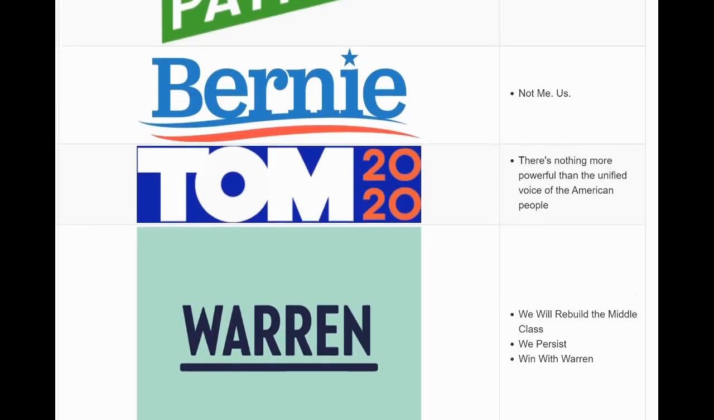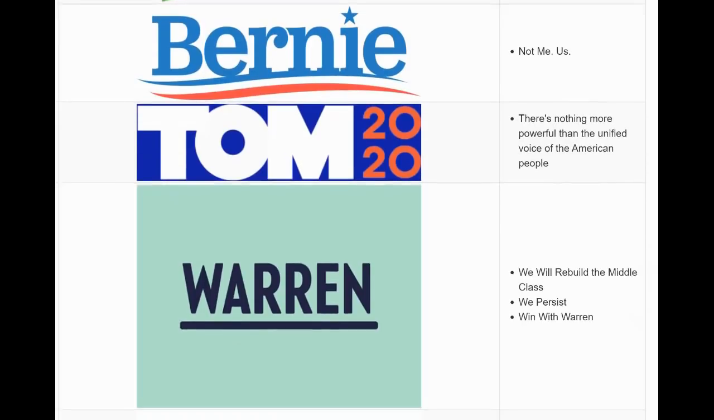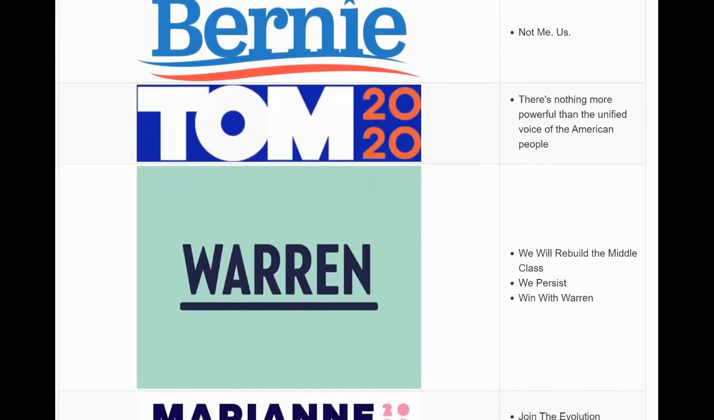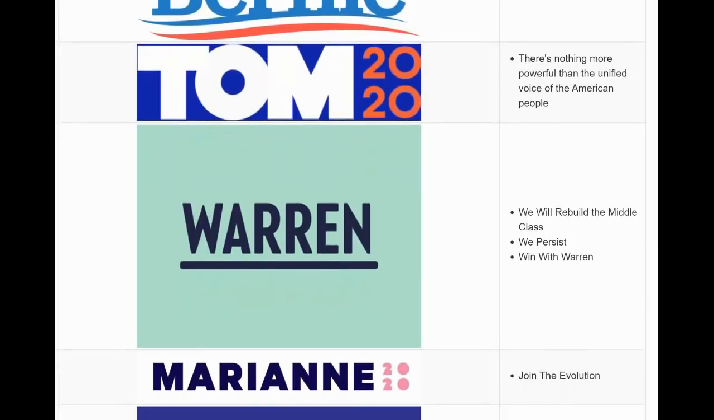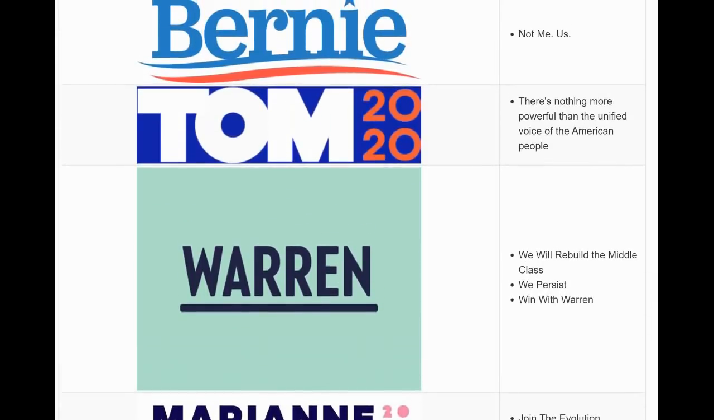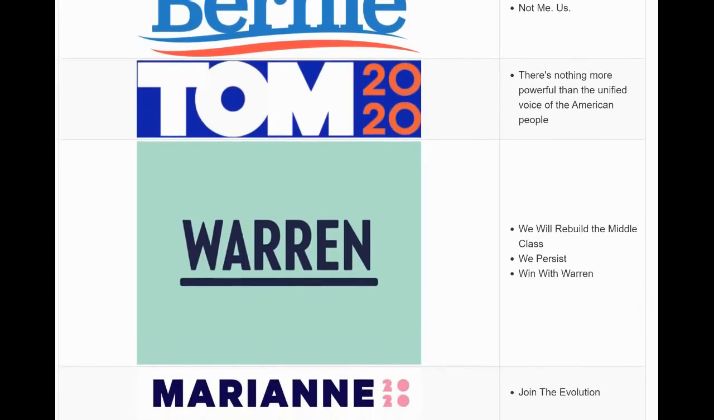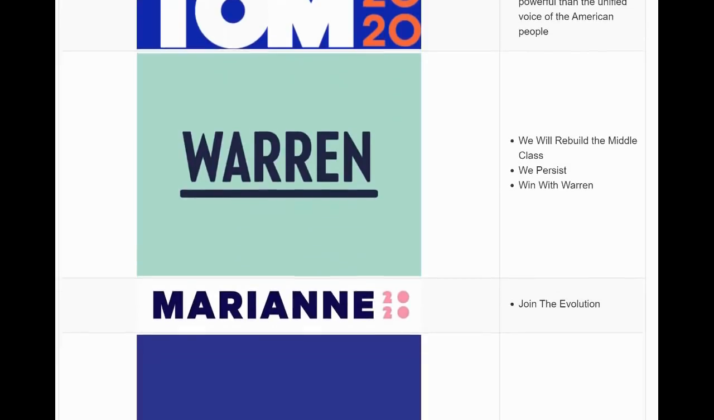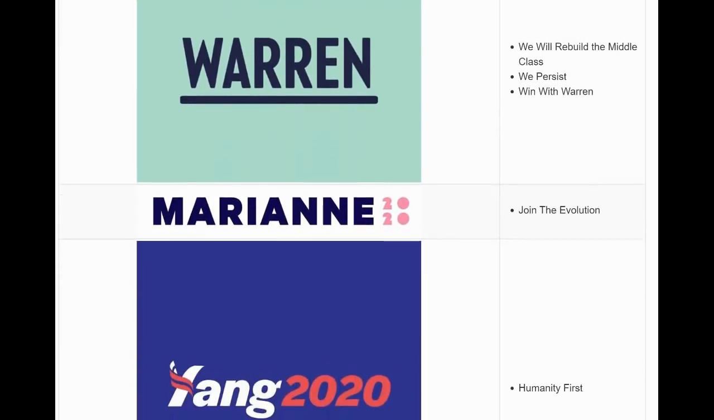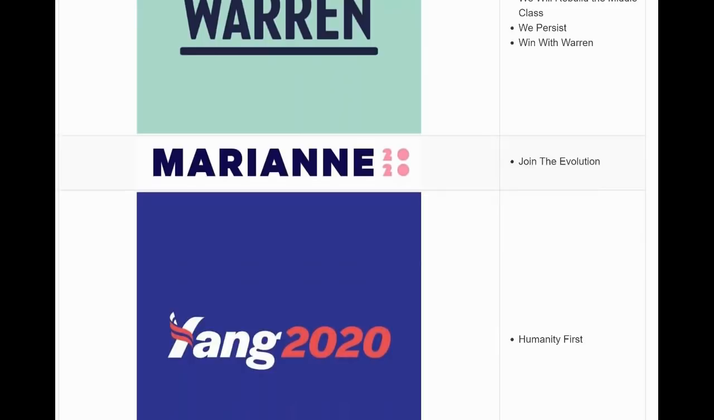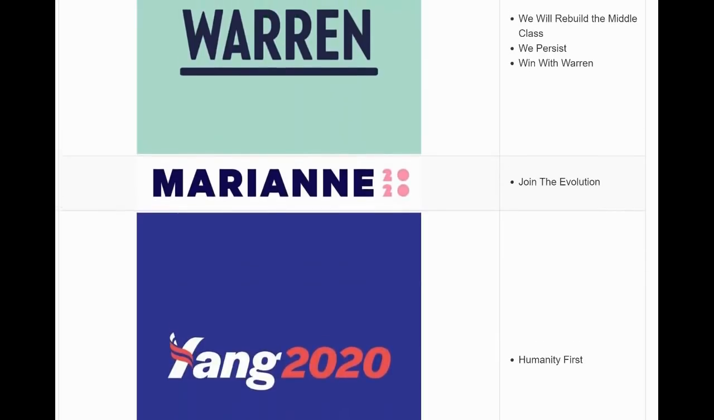So that's a no. Every time you talk about Trump, Democrats are losing, according to Andrew Yang, because we're not presenting a positive vision for the American people. We're wasting time, and that would actually just galvanize Trump's base. Warren, we will rebuild the middle class. Well, you're dodging on the question. Will taxes rise under your plan? We persist. Okay, so what? Win with Warren. Too much ego. Marianne, well, first name only. Join the evolution. Okay, that's like Bernie's join the revolution, right?